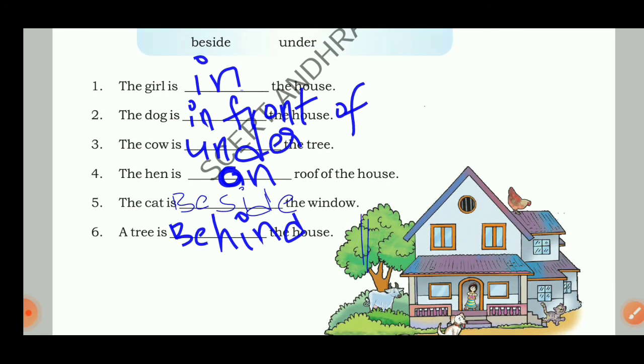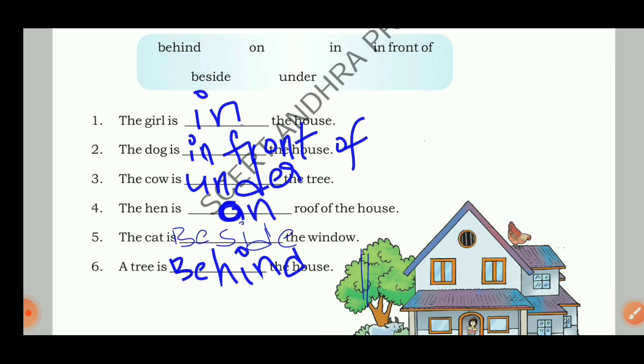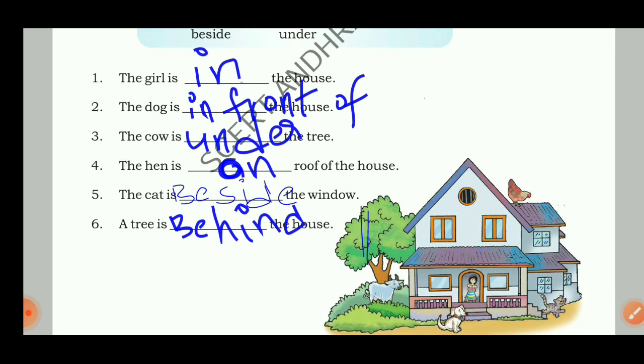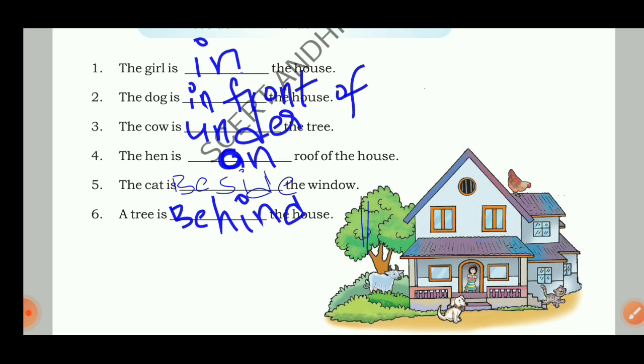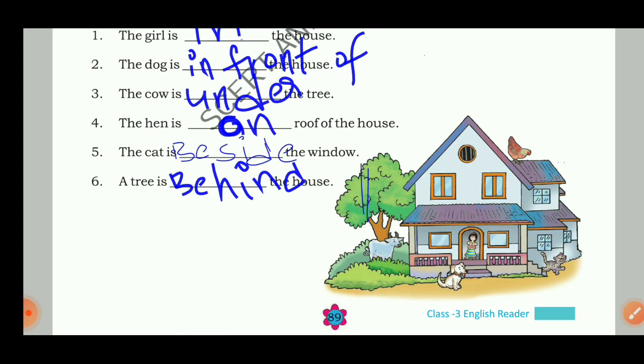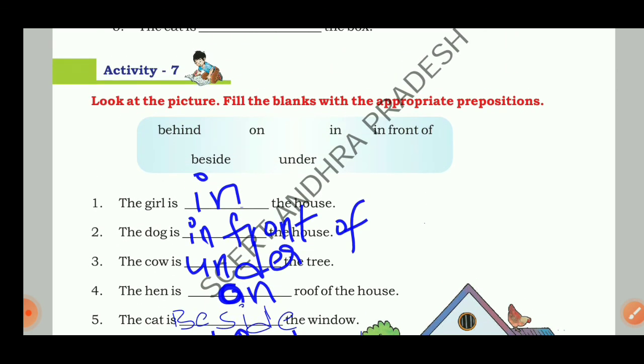Ante chettu kinda undi. The hen is on the roof of the house. Ante inti yokka roof meeda undi. The cat is beside the window. Ante window ki mundu undi. The tree is behind the house. Tree anedi inti venakalo undi. Ivi prepositions.